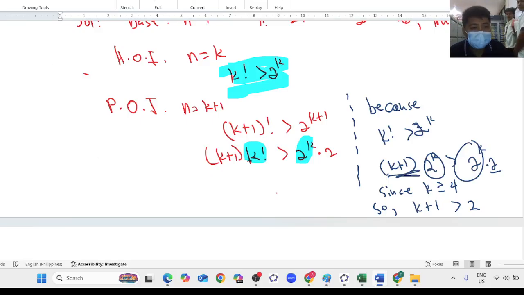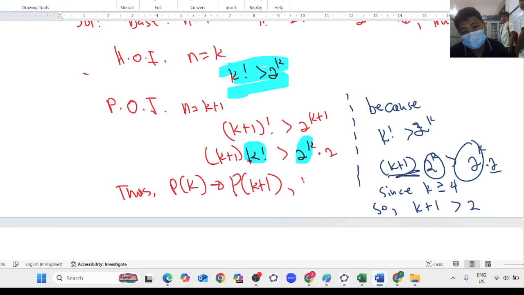So thus, P of k implies P of k plus 1 for k greater than or equal to 4 is true. Particularly, that is for all n greater than or equal to 4.